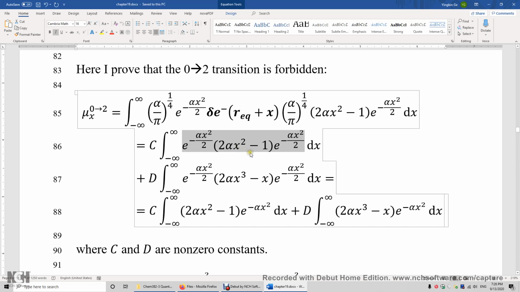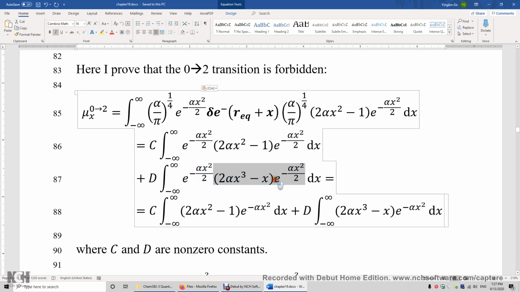And again, the Hermitian operator is a concept in linear algebra, and perhaps advanced linear algebra. It tells us these two wave functions are orthogonal to each other. That means the integral of the product of psi 0 and psi 2 is 0. So this is just 0 based on linear algebra.